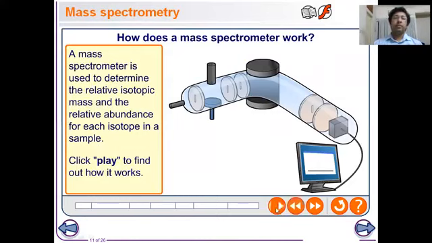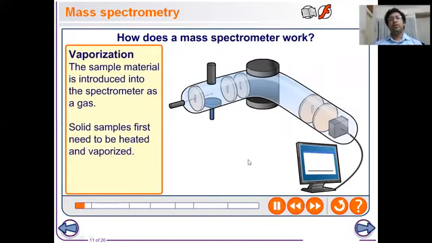Okay. Well, first of all, the sample, I mean the element of which we want to find out the relative atomic mass of its atoms, the particles of the element will be vaporized first, and then injected into this mass spectrometer. So first, vaporization.